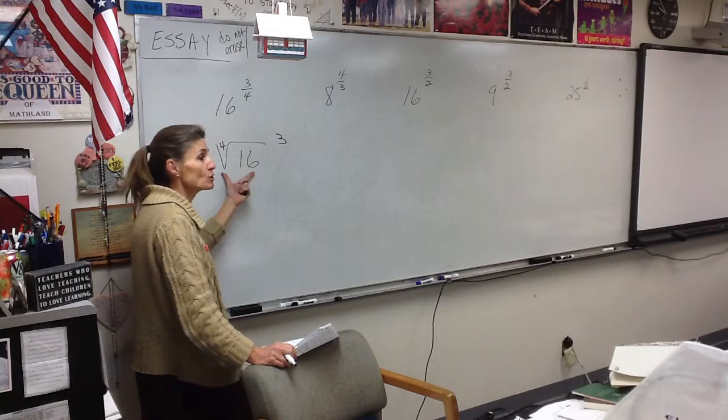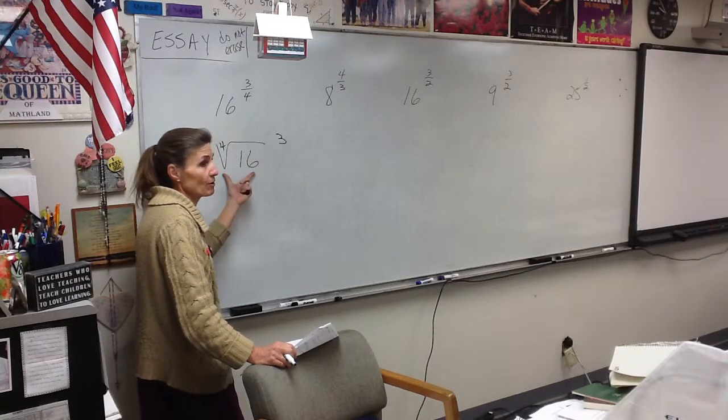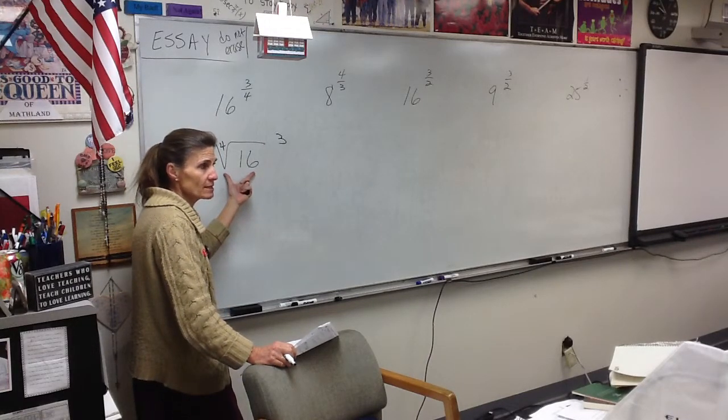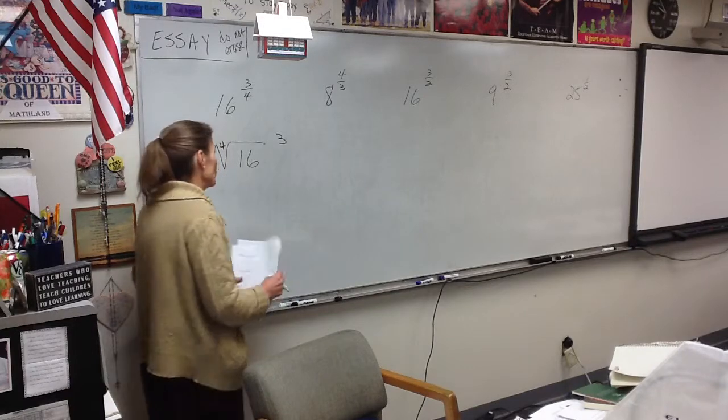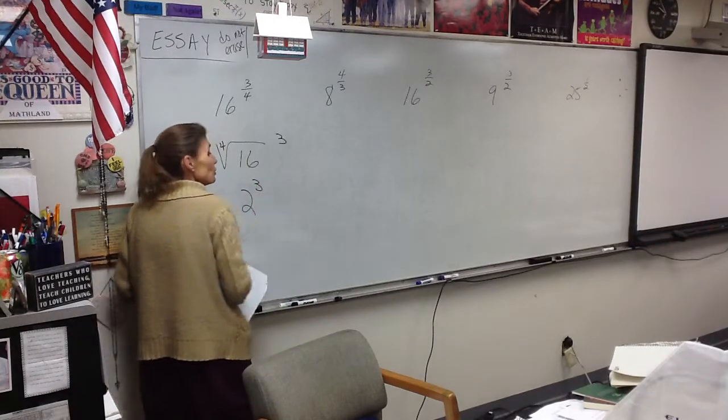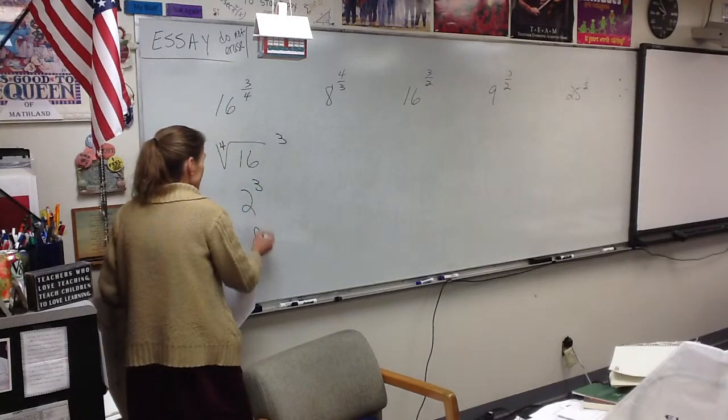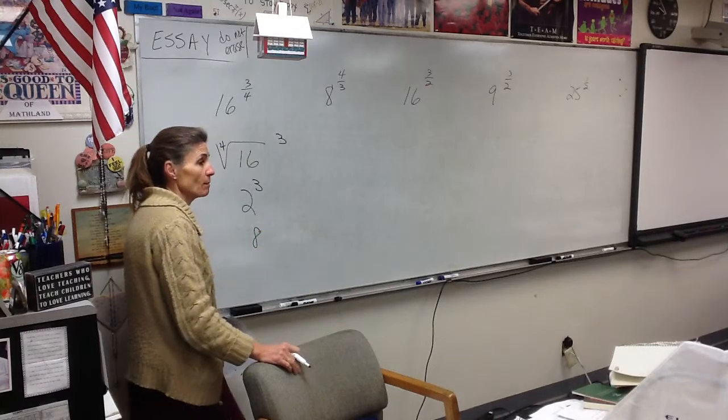Now, you're supposed to know without a calculator what the 4th root of 16 is. 2. 2 cubed is 8. There's the answer to the problem.